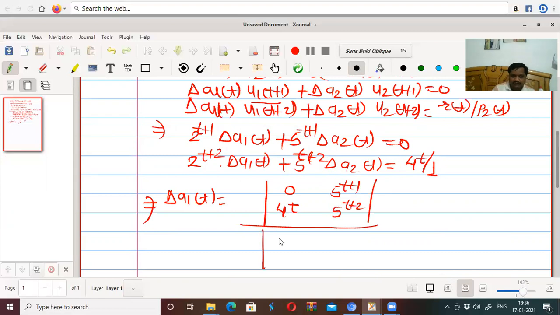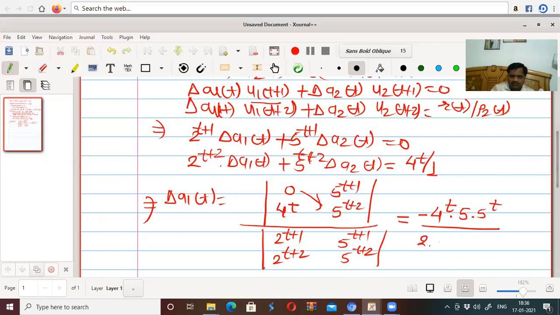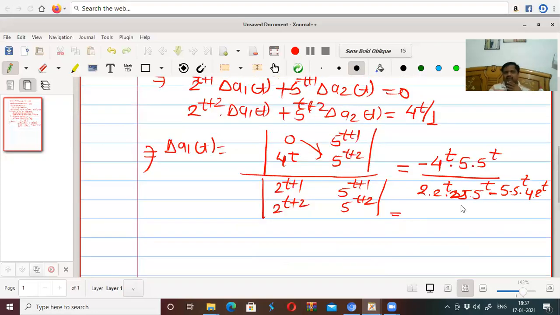Denominator is the determinant of the coefficients: 2 to the power t plus 1, 2 to the power t plus 2 in the first column, 5 to the power t plus 1, 5 to the power t plus 2 in the second column, which is equal to, this becomes 0 and this becomes minus 4 to the power t into 5 into 5 to the power t, divided by 2 into 2 to the power t into 25 into 5 to the power t minus 5 into 5 to the power t into 4 into 2 to the power t.